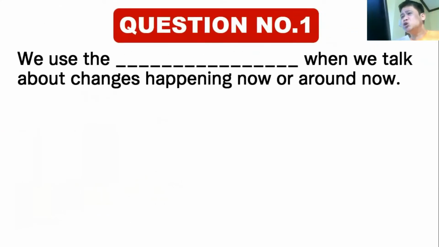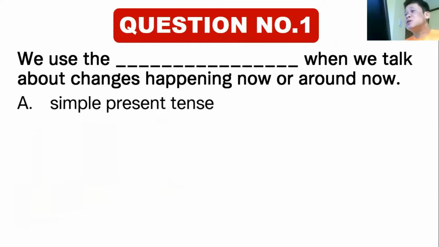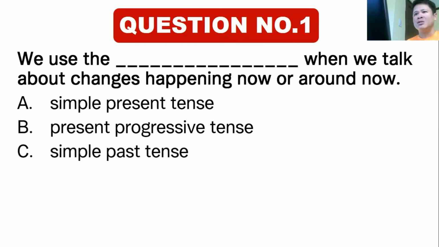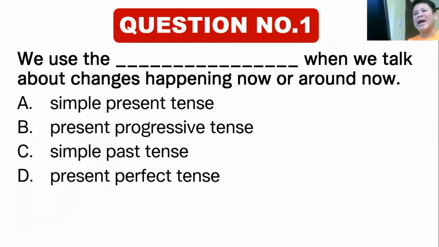Question number one, we use the blank when we talk about changes happening now or around now. A, simple present tense. The form is I do something. B, present progressive tense or present continuous tense. The form is I am doing something. C, simple past tense. The form is I did something. And letter D, present perfect tense. The form is I have done something.